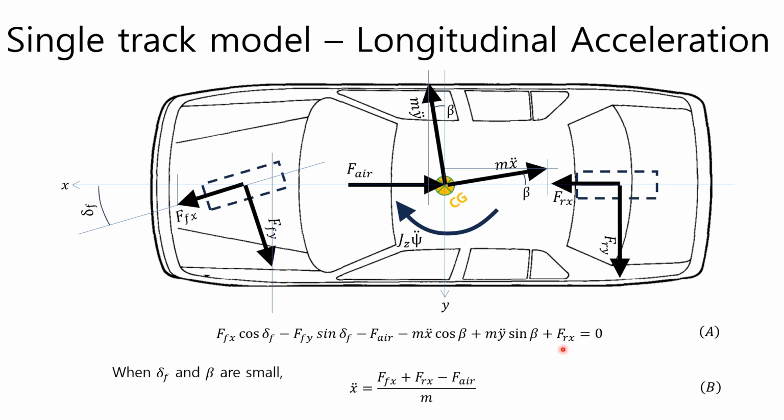Here, if the angle delta F and beta are small, all trigonometric terms disappear and the longitudinal acceleration x double dot can be simply expressed as equation B.